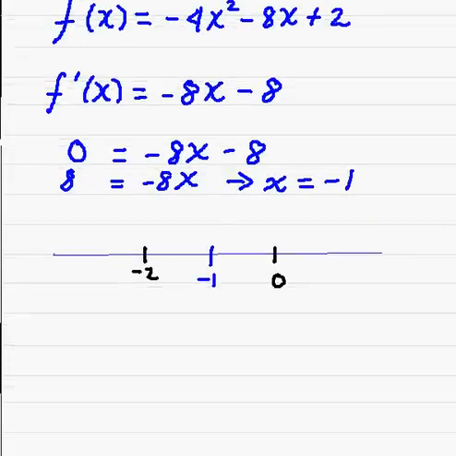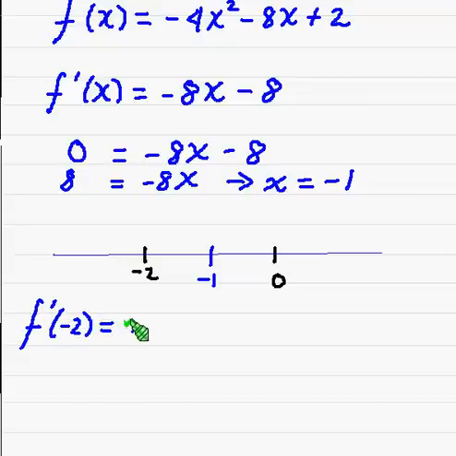So now we're going to take negative 2 and plug it into the derivative. So f prime of negative 2 is negative 8 times negative 2 minus 8. Now, all we care about is the sign. So we have a negative 8 times negative 2, that's 16, and 16 minus 8 is a positive number. So that's all I care about is if it's a positive number.